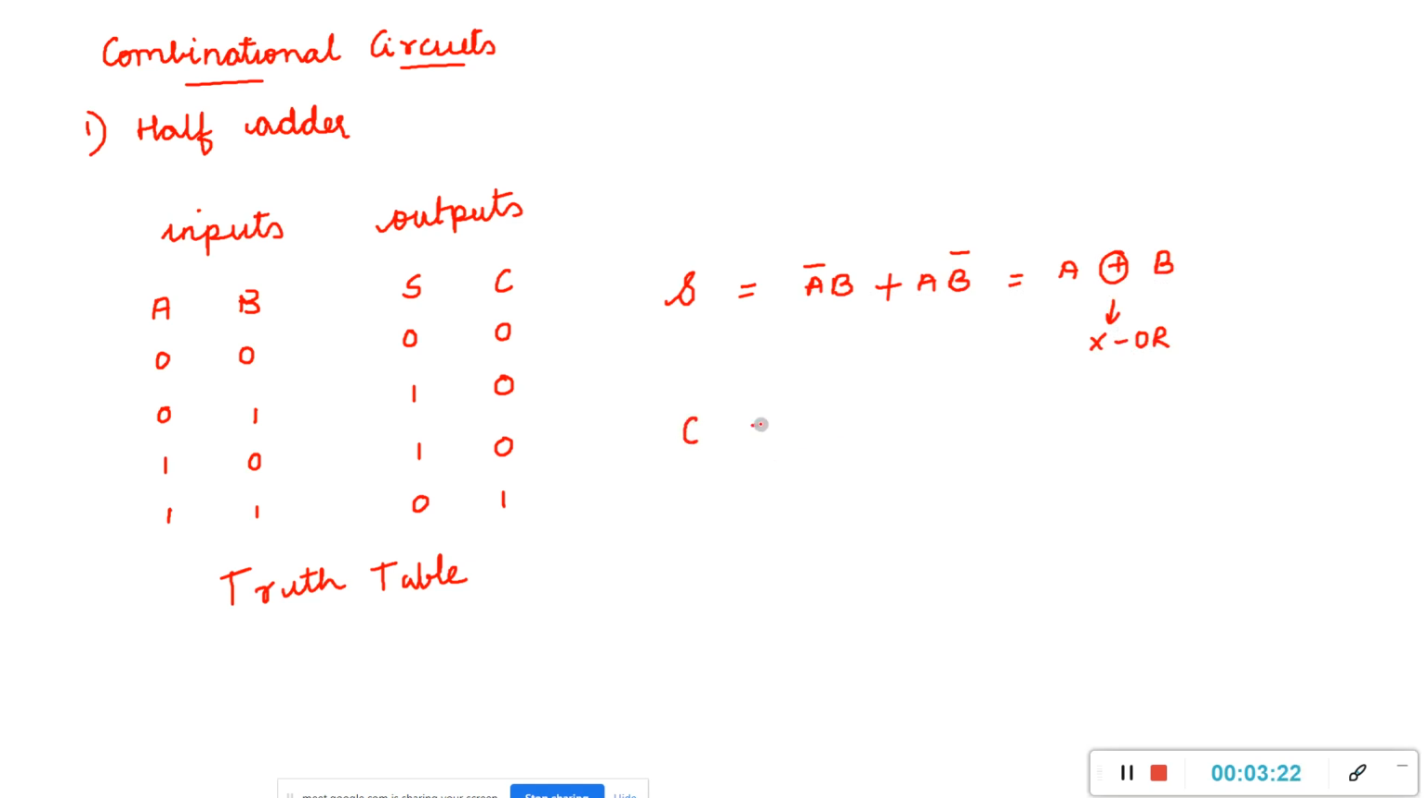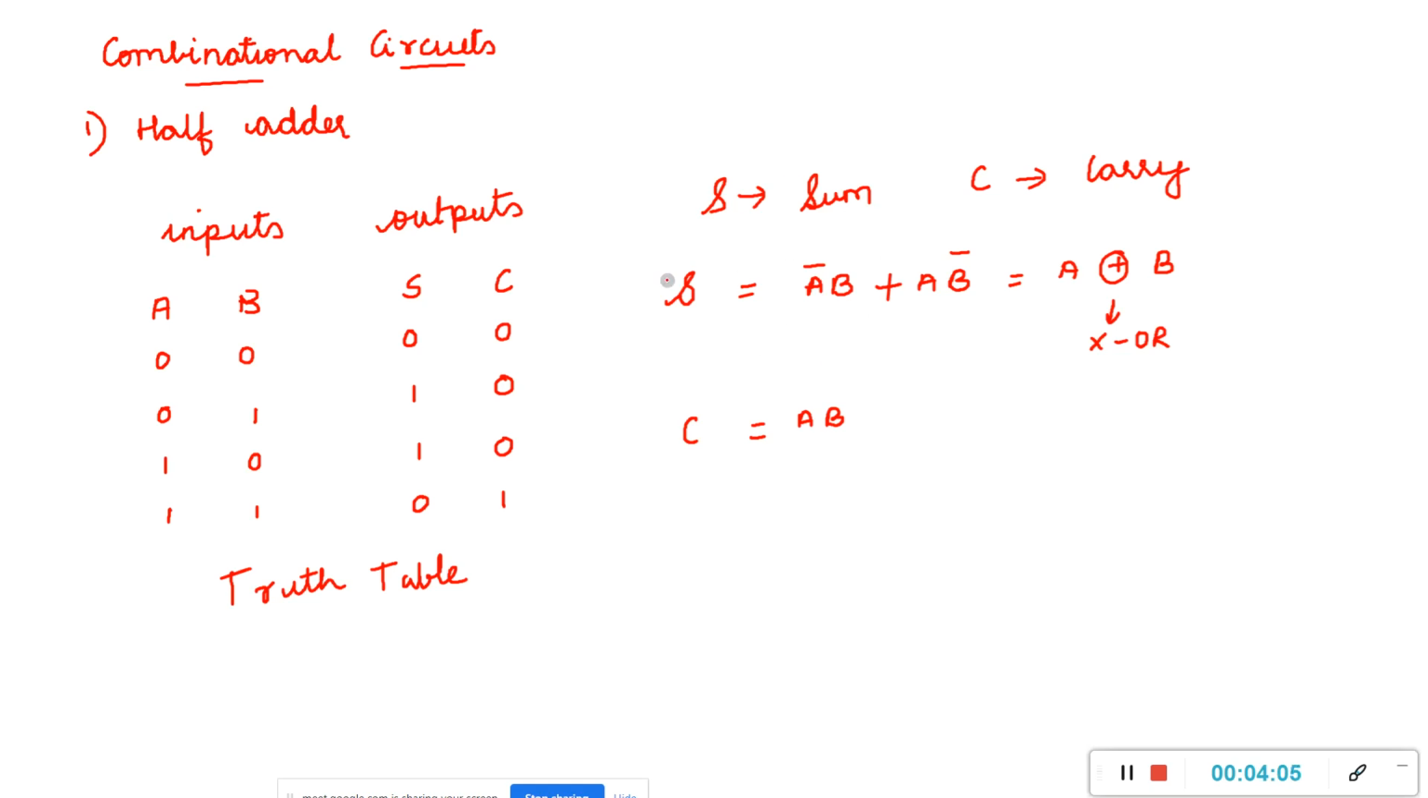Next, for carry, C is equal to. Check the C column where it is 1. In the last row it is 1, where A is 1 and B is 1. So C is equal to AB. So these are the expressions for sum and carry. S stands for sum output. C stands for carry output. So half adder is a combinational network which adds two binary digits and gives two outputs, sum and carry.